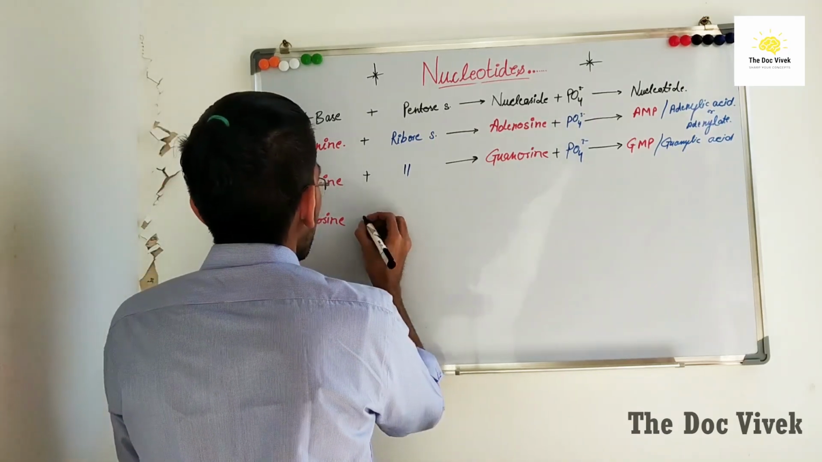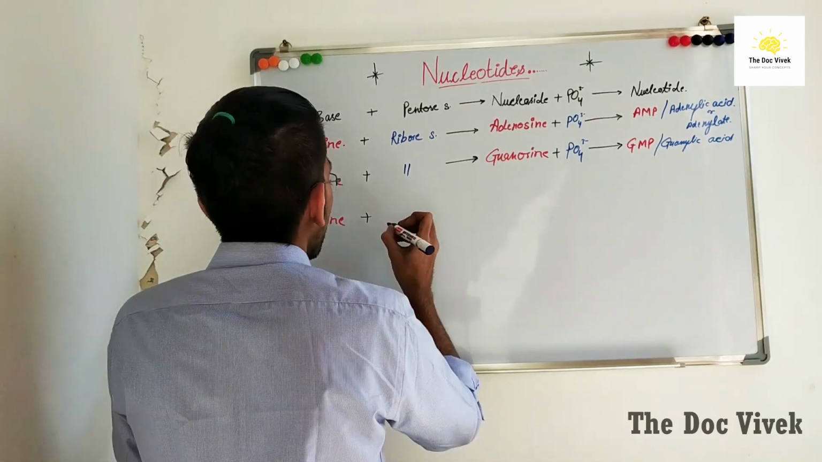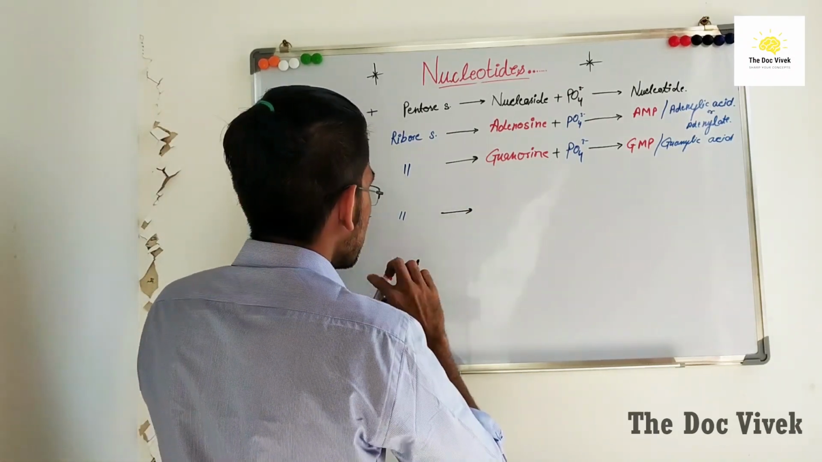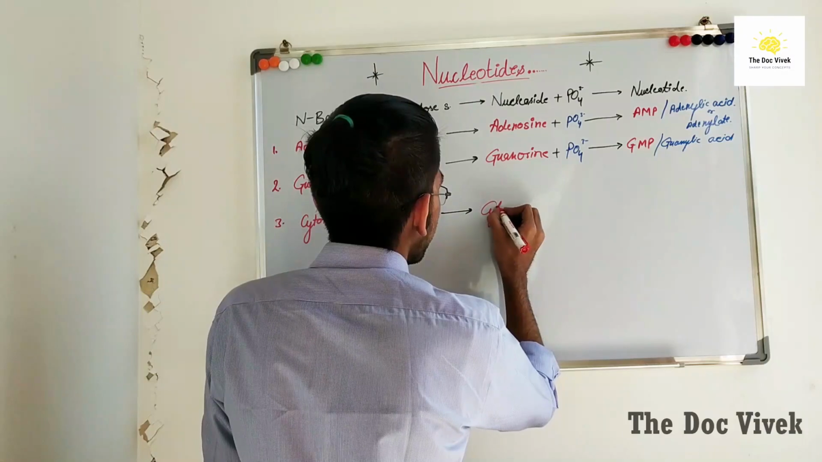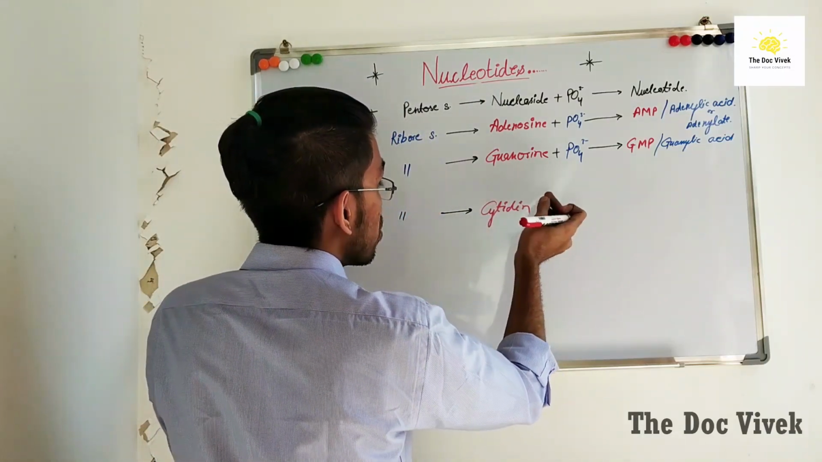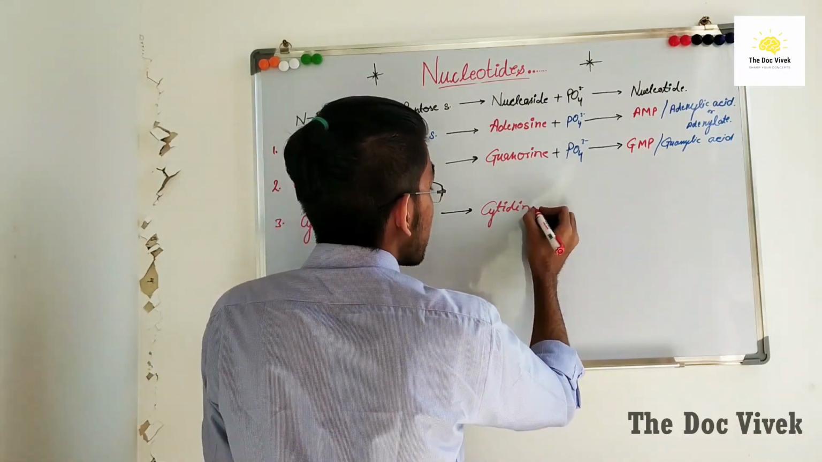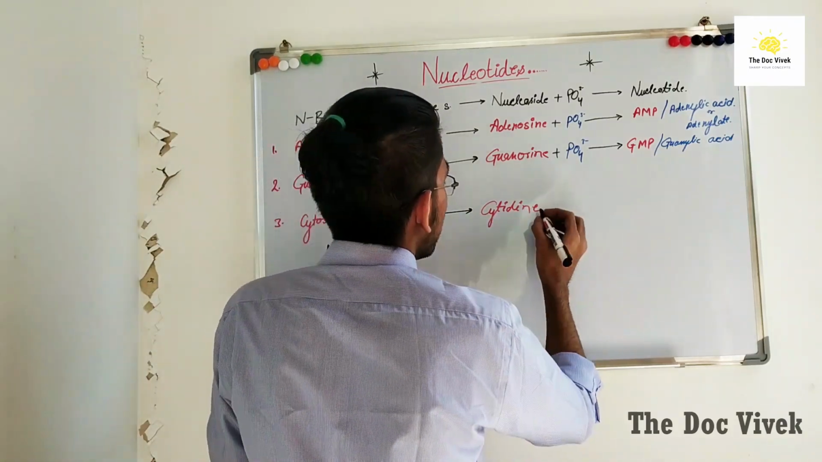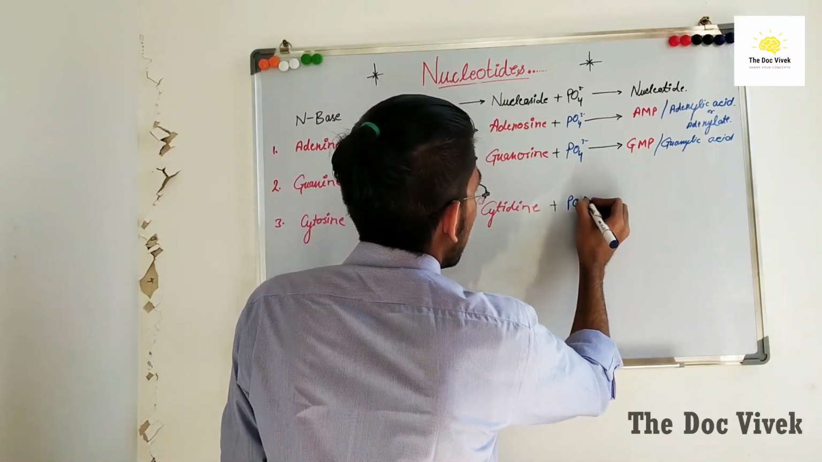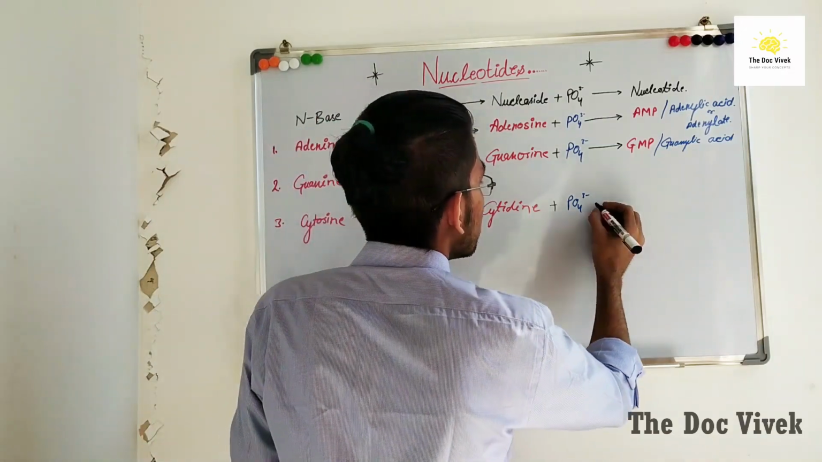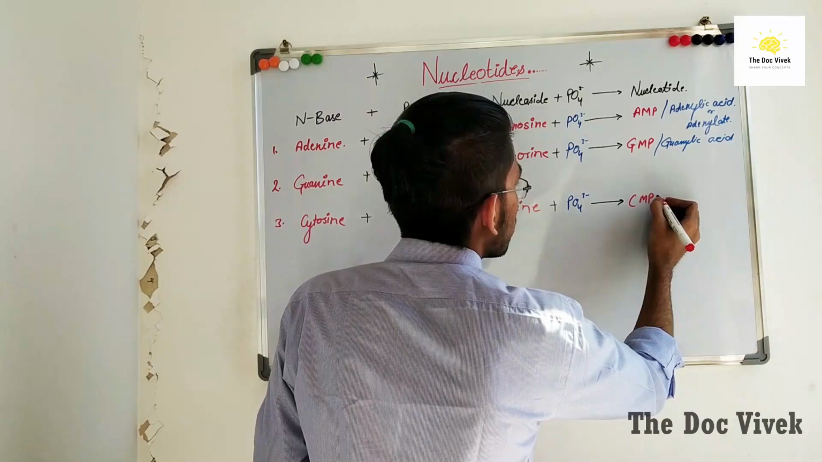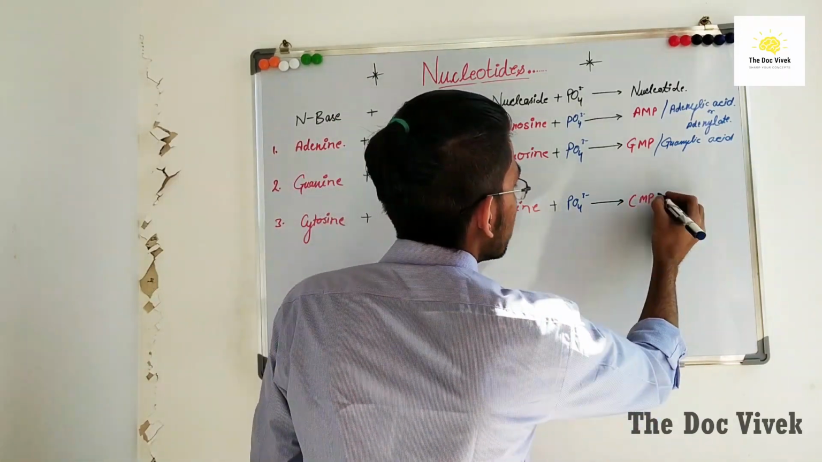Okay, the third one is cytosine, and if we added a ribose sugar on cytosine, it results in the formation of cytidine. Cytidine, not guanosine, so cytonosine or something else, but it is cytidine. And then phosphorylation of cytidine takes place, and after phosphorylation the nucleotide which is formed is cytidine monophosphate or cytidylic acid.